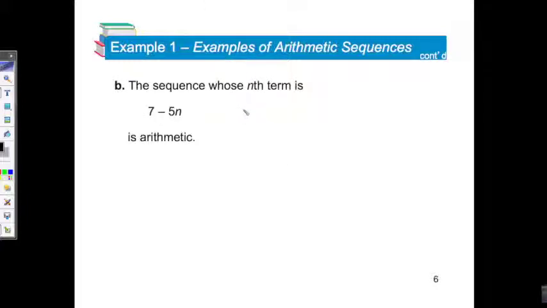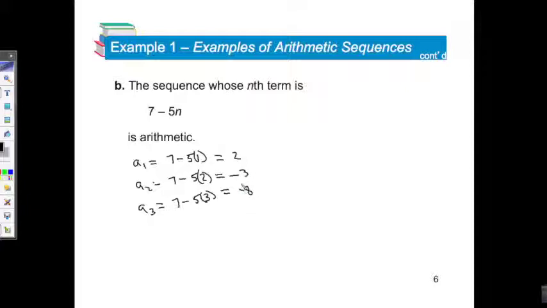7 minus 5n. Is this one arithmetic? Well, let's check out some of the terms. Let's go for the first term, a sub 1. That's going to be 7 minus 5 times 1, which is 7 minus 5, which is 2. My next term, a sub 2, is 7 minus 5 times 2, which will yield me a negative 3. And my next term, a sub 3, is 7 minus 5 times 3, which is 7 minus 15, which is going to give me a negative 8.